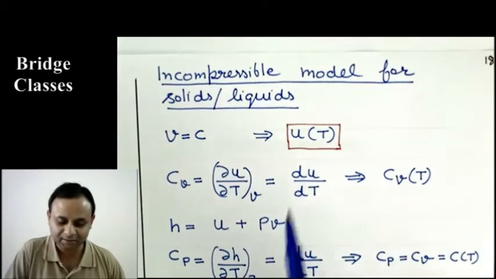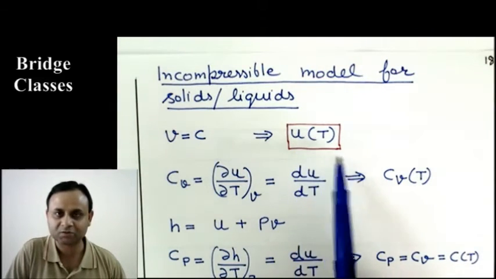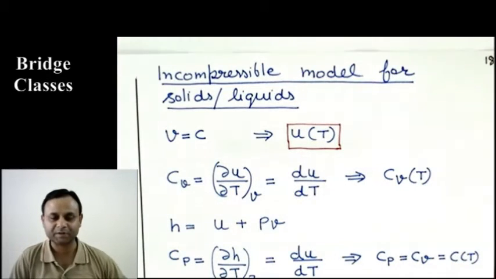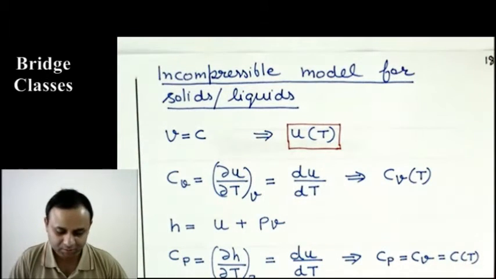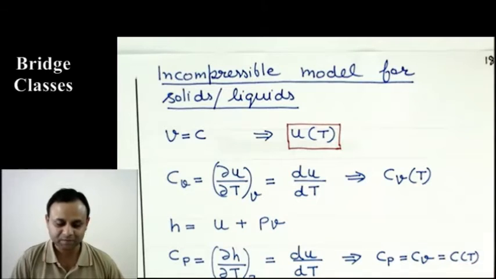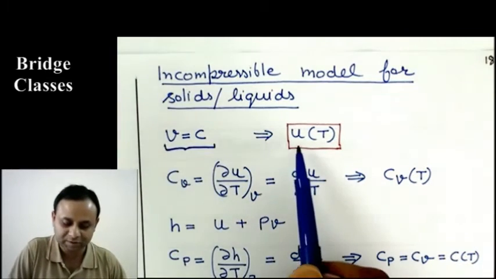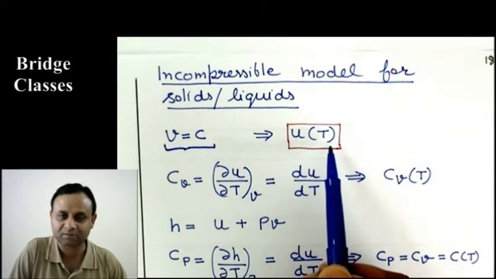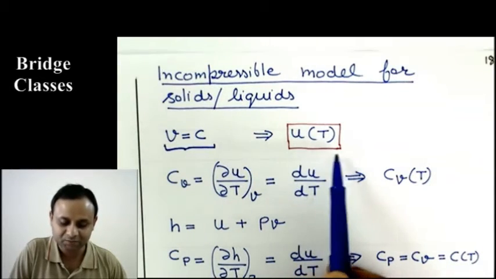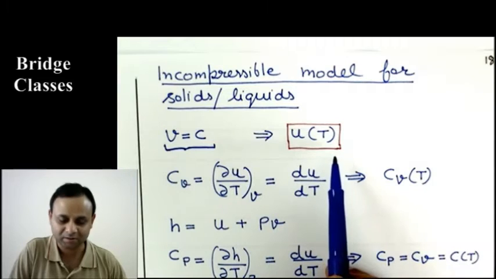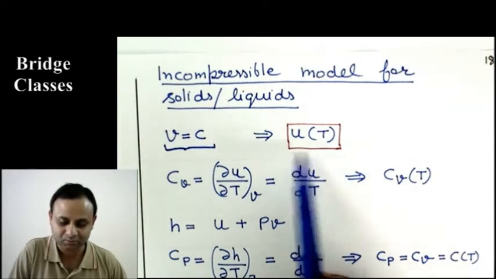In general, you will write internal energy as a function of two variables, like a function of temperature and volume, or a function of, say, temperature and pressure. But for an incompressible substance for which volume is constant, we get U is a function of temperature only. And the derivation of this, the mathematical thing, we'll see that later on. We need thermodynamic property relations to show this.